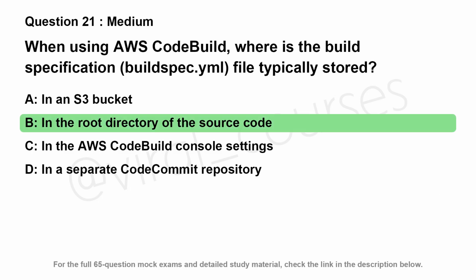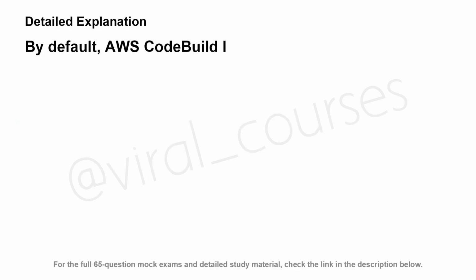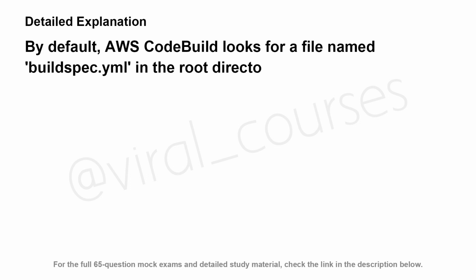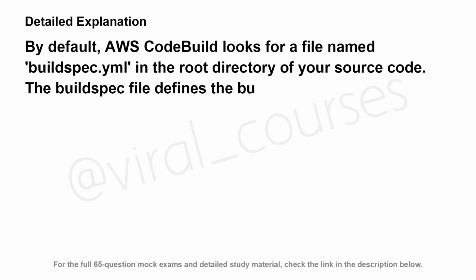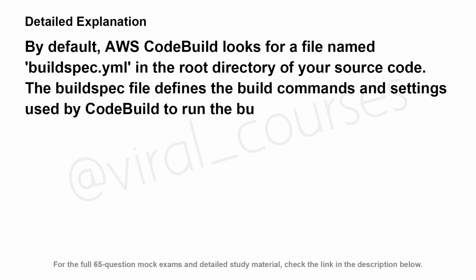The correct answer is B. By default, AWS CodeBuild looks for a file named buildspec.yml in the root directory of your source code. The buildspec file defines the build commands and settings used by CodeBuild to run the build.